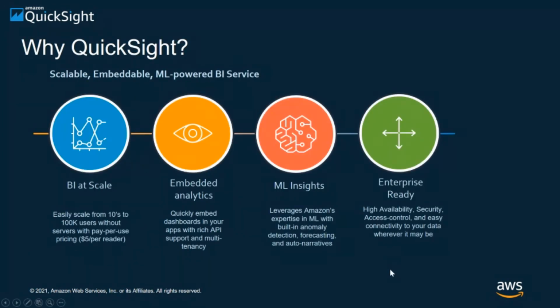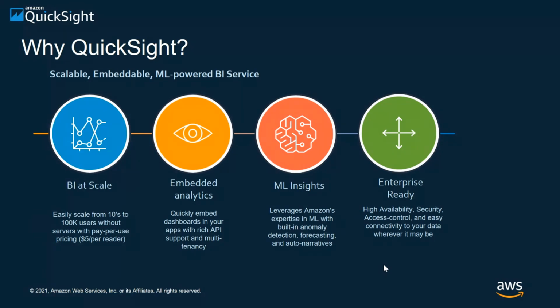So here is the first thing, why QuickSight? As you might be aware, Amazon QuickSight is a visualization service. And the reason why we recommend QuickSight is because it is BI at scale. What this means is that regardless of how many users are going to access your Amazon QuickSight dashboards, be it tens or thousands or hundreds of thousands, it doesn't matter. You don't have to worry about scaling. We take care of the scaling needs for you.